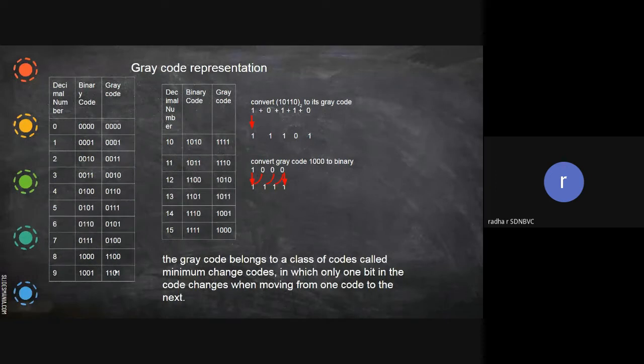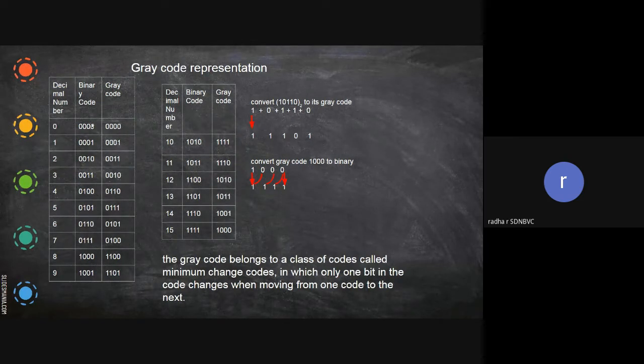How can we find this gray code? That is what we are going to see. So the gray code belongs to a class of codes called minimum change codes, in which only 1 bit in the code changes when moving from one code to the next. So there must be only one code change. We'll see what is meant by one code change.